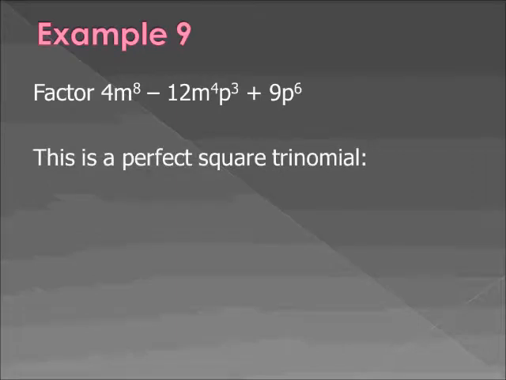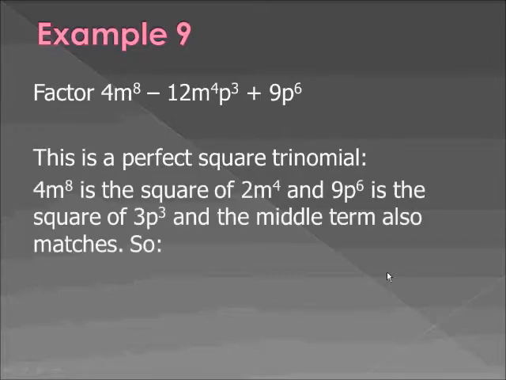All right, first thing you'll notice is that 4m to the 8th is a perfect square of 2m to the 4th. 9p to the 6th is a perfect square of 3p cubed. So the middle term also matches because it's negative 2 times 2m to the 4th and 3p cubed. So when you factor that, you get 2m to the 4th minus 3p cubed quantity squared.